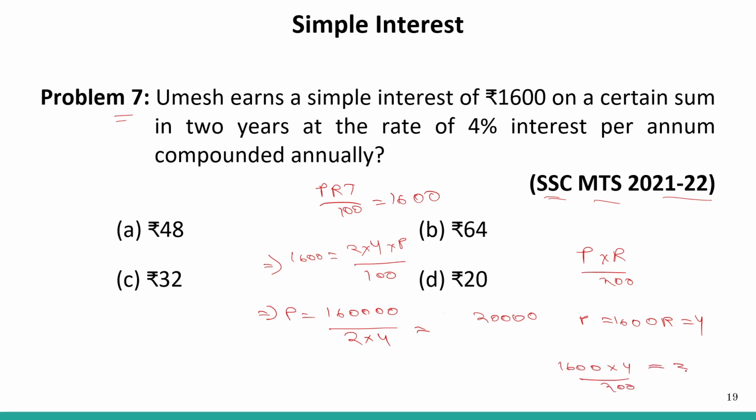So this will be equal to 32, because by cancelling the 2 here, this will be 16 into 2 is equal to 32, right? So 32 will be the correct answer. Okay, so 32 here is the correct answer. B is wrong, D is wrong, and A is wrong here.